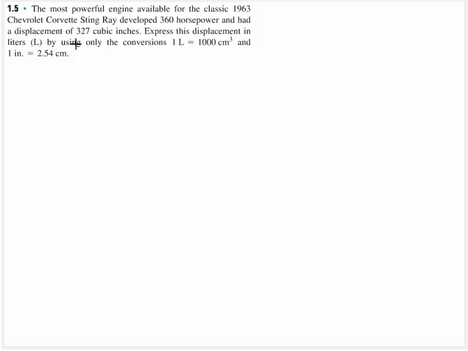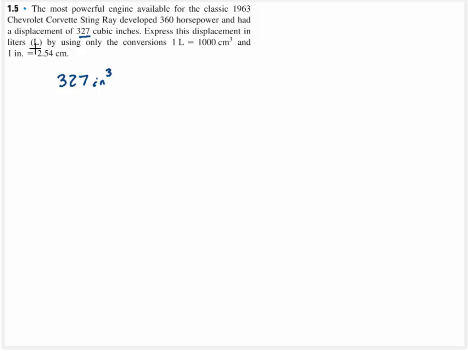Okay, some solved problems for Chapter 1, starting with some basic unit conversion. Essentially, we have a really nice car with a 327 cubic inch engine, so let's go ahead and write that down: 327 inches, and this is not just inches, but inches cubed, very important.